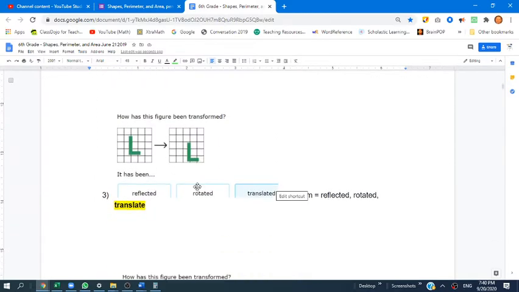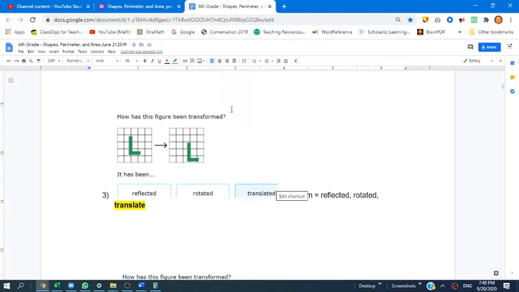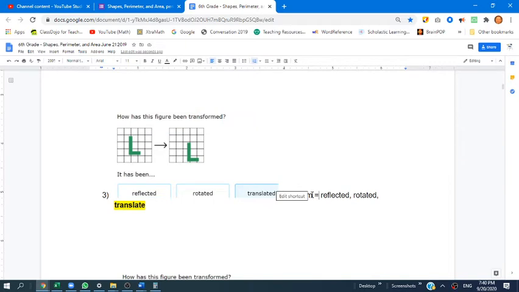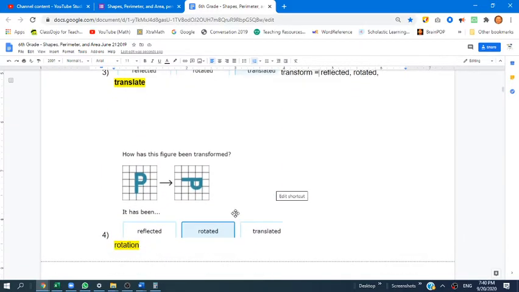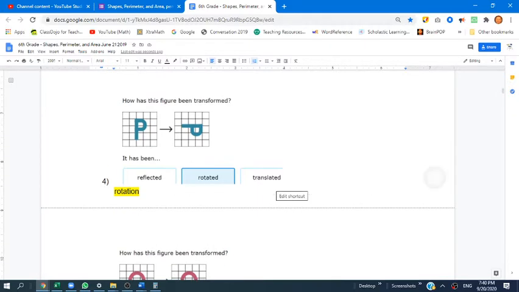Okay, number 3. Answer the question right here, okay? How has this figure been transformed? Is it reflected, rotated, or translated? So you're going to answer one of those answers. How has this figure been transformed? Reflected, rotated, or translated? Number 4. Again, pause the video if you need a little bit more time. You should pause the video every once in a while.